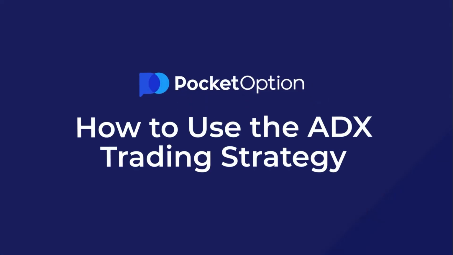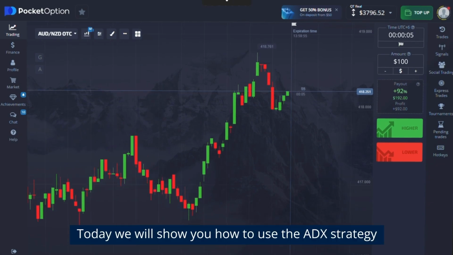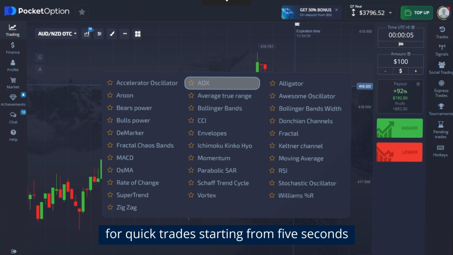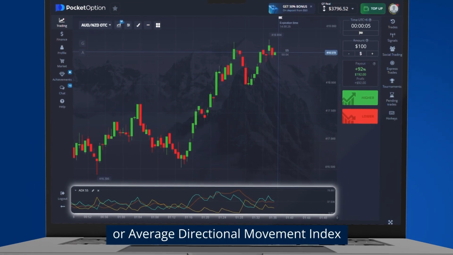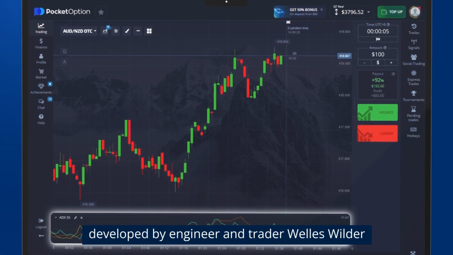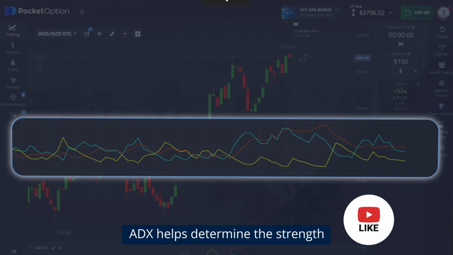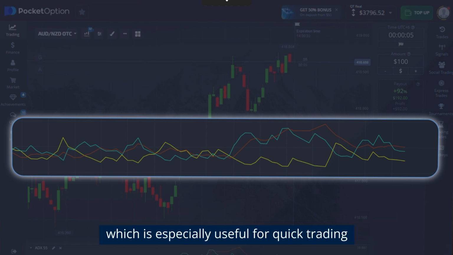How to use the ADX Trading Strategy. Today, we will show you how to use the ADX strategy for quick trades starting from 5 seconds. This strategy is based on the ADX indicator, or Average Directional Movement Index, developed by engineer and trader Wells Wilder. ADX helps determine the strength and direction of the trend, which is especially useful for quick trading.